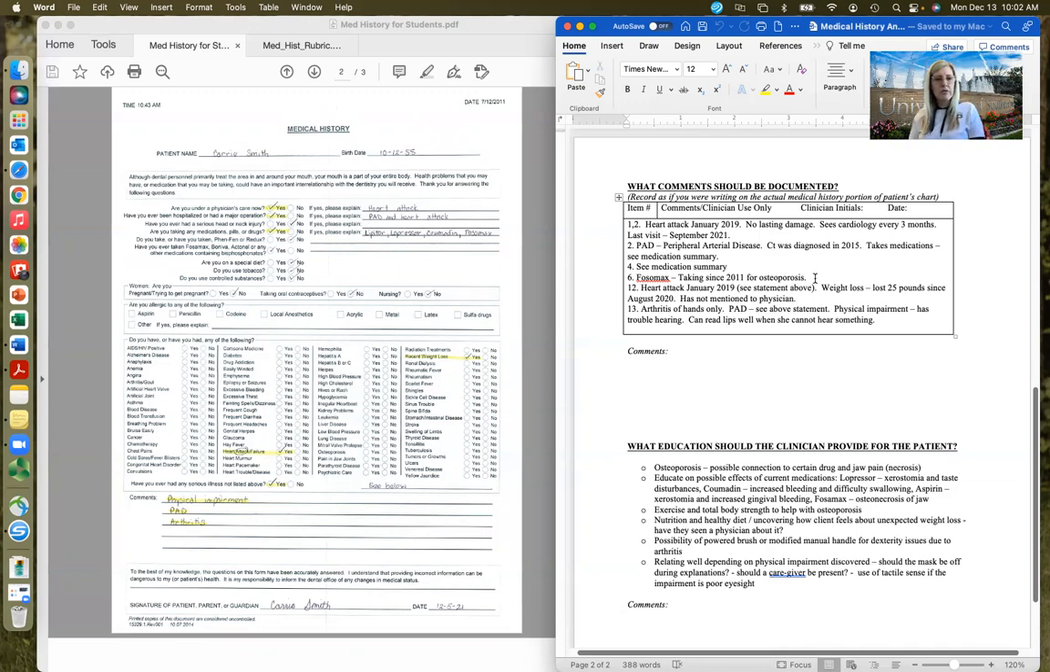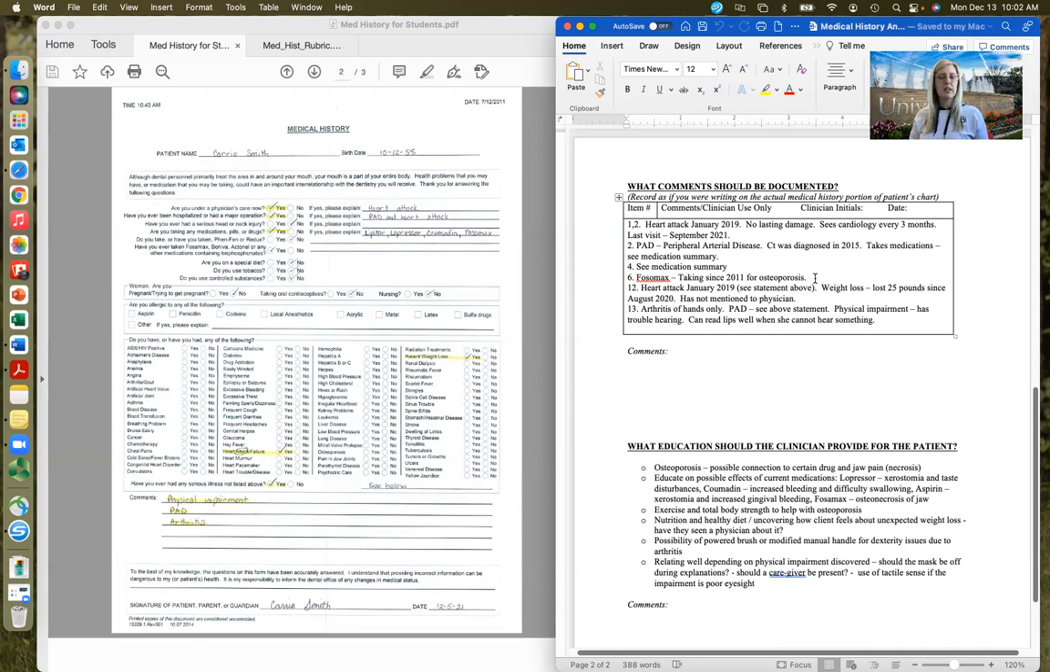For number 12, again, we need to go through each of these areas that were marked yes or highlighted or the comments that were written in, okay? So for number 12, heart attack January of 2019, we can just put C statement above, okay? And then they can go up to number 1 and read the answer for that.